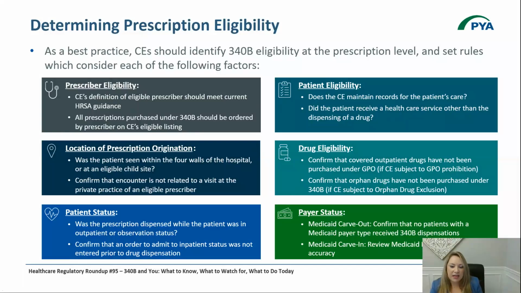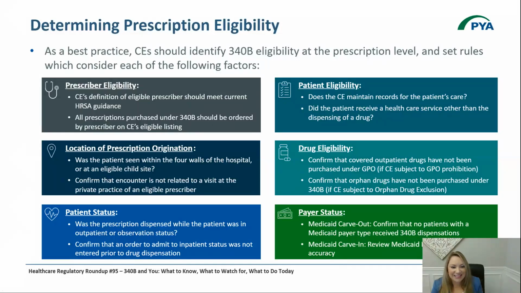So we also take into account prescriber eligibility. So is this a prescriber that is on the covered entity's eligible prescriber listing? The location in which the prescription originated, and this can become very tricky for covered entities that have a lot of community physicians on their medical staff. So they may have privileges with the covered entity, but they may also have a private practice elsewhere in the community. And so making sure that those scripts that originate from that private practice location aren't inadvertently qualifying for 340B.